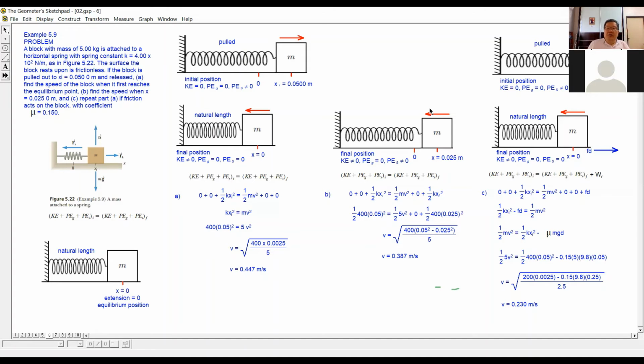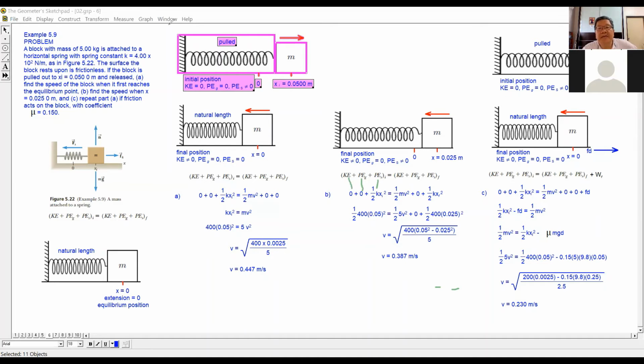Okay, so we are going to equate them. Initial position, we are referring to this one. Kinetic energy, zero. Gravitational potential energy, zero. Potential energy in the spring, half kx squared. All these three, we are referring to the initial position.